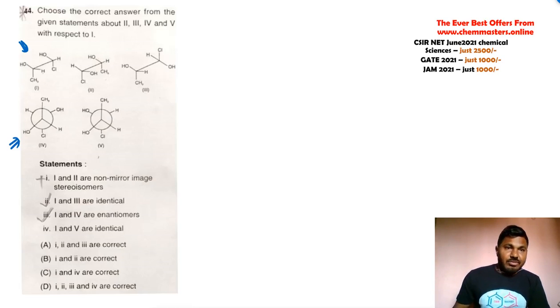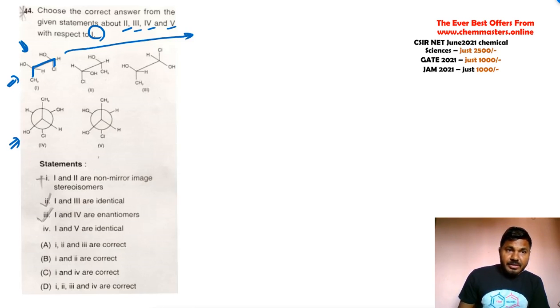Right, now just look at the question. Choose the correct answer from the given statements about second, third, fourth and fifth with respect to 1. So just look at 1 here. We are given a sawhorse projection. I'm going to convert that sawhorse projection into its Fisher projection. Now just consider this is the vertical line, and I'm considering the methyl group at the bottom of the vertical line. In that case, chlorine is at the top of it.